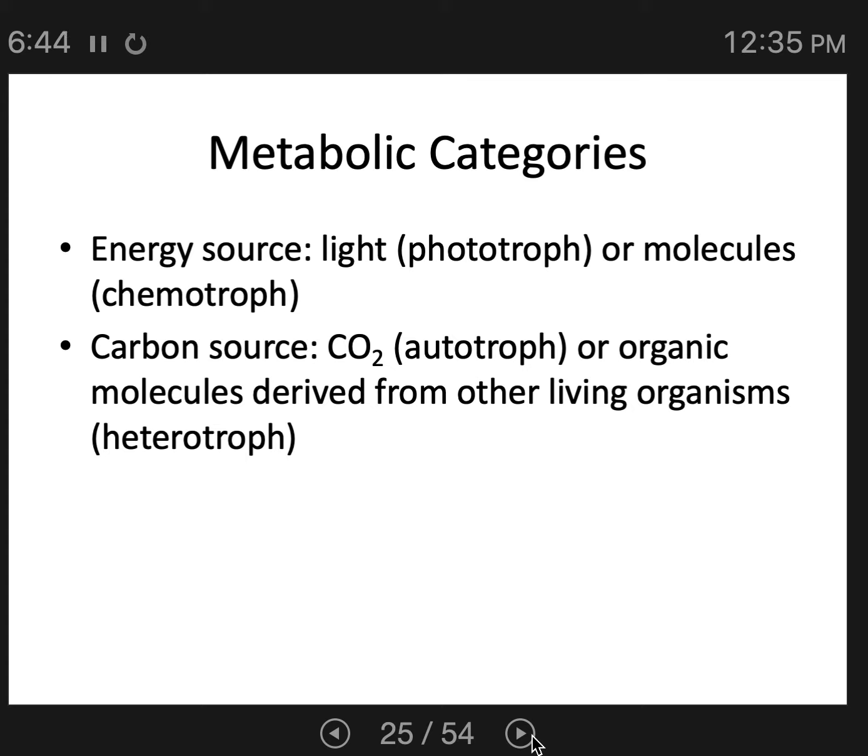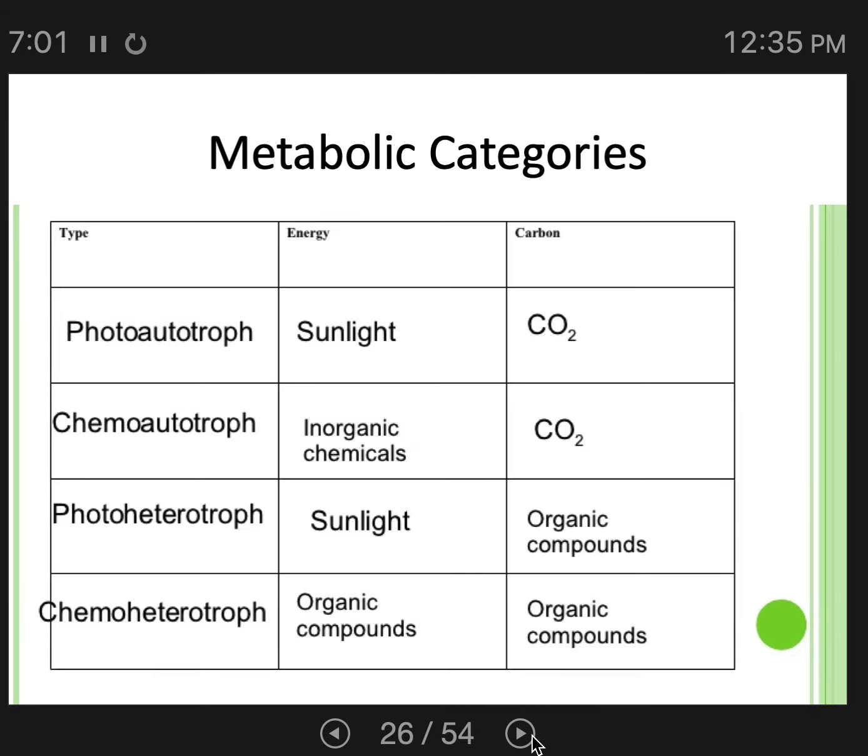So you are a heterotroph, a plant is an autotroph. A plant is using carbon dioxide for carbon. You are getting your carbon from other living things, plants and animals. Okay, so you're a heterotroph. So we can mix and match these, right? Let's look at the next slide to talk about that.